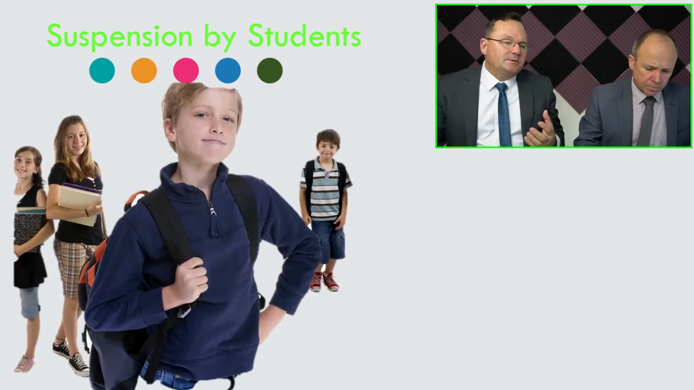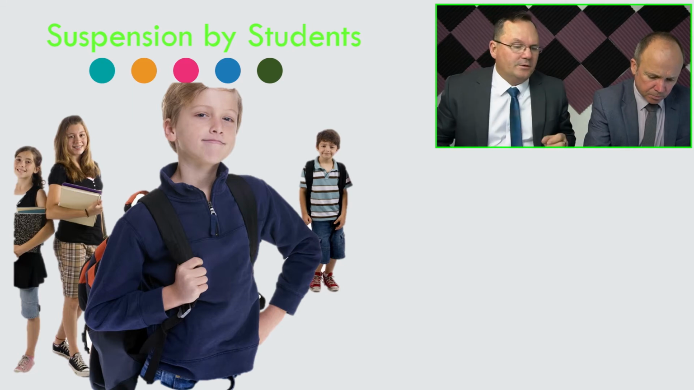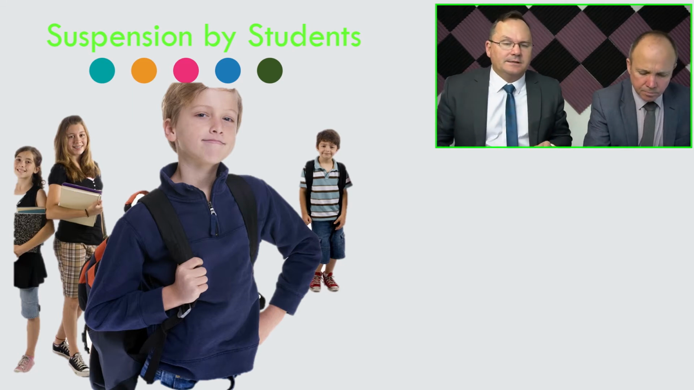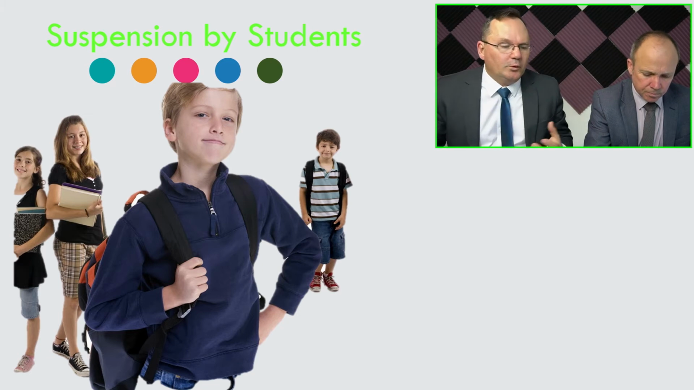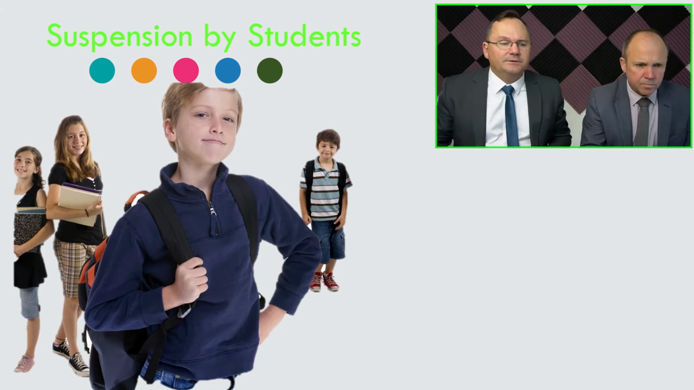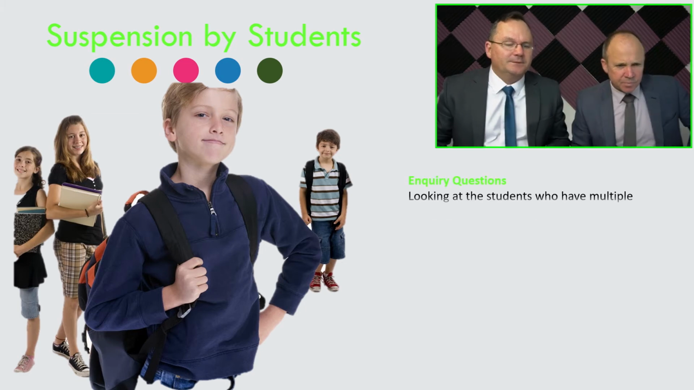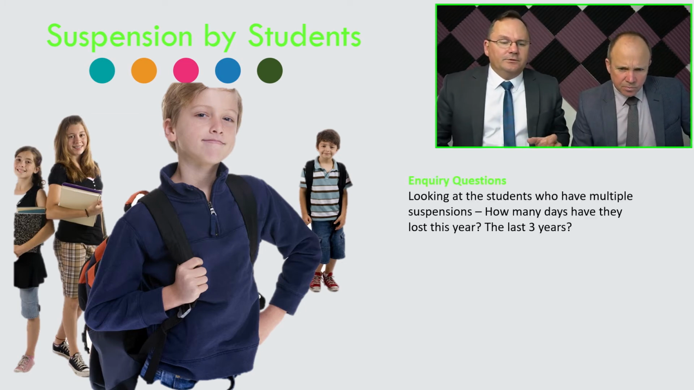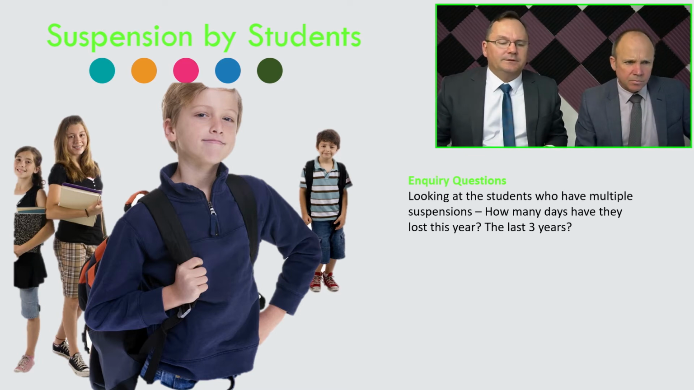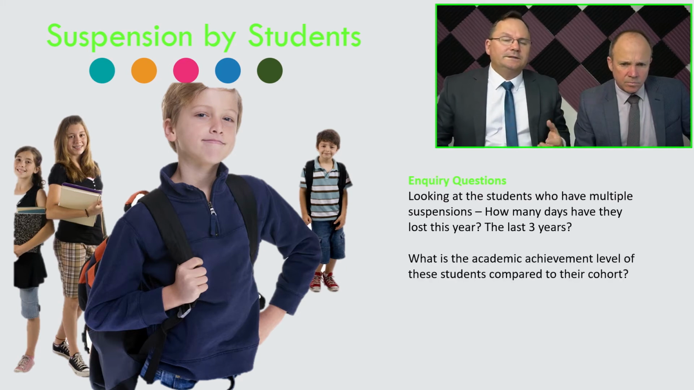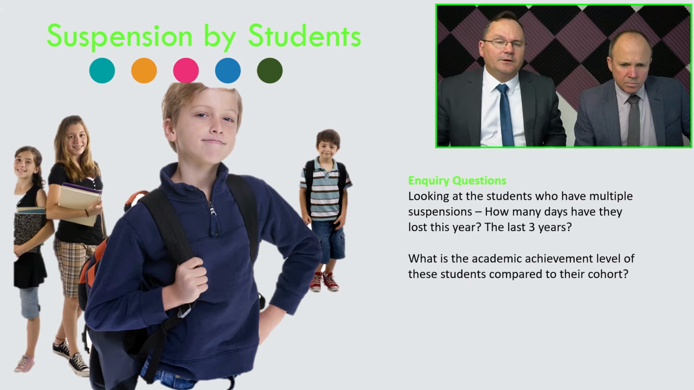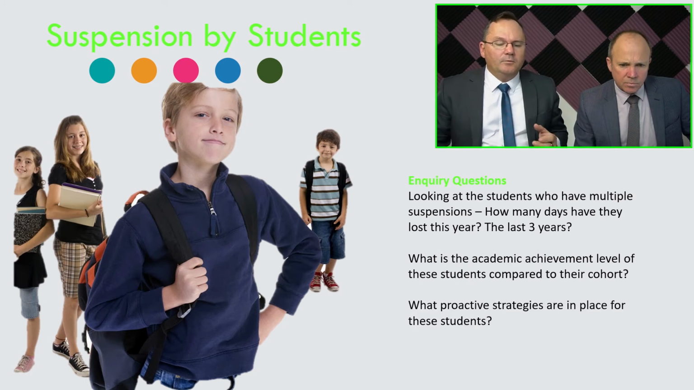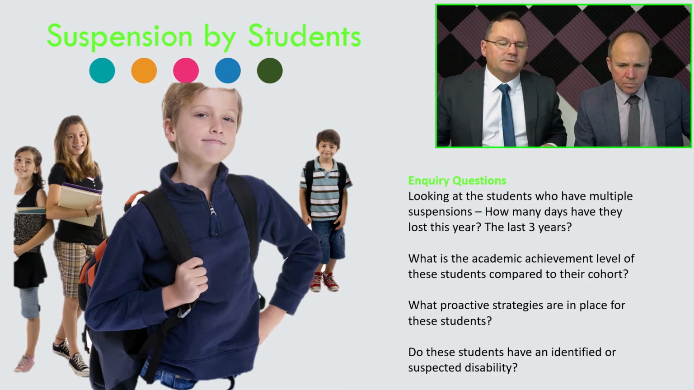That brings us to suspension by student, and there's a great Excel spreadsheet that this generates in Scout. Obviously, we can't remove all the names, so we've gone to Creative Commons and grabbed a few likely looking students. Looking at the students on your list, how many have multiple suspensions? How many days have they lost this year and how many have they lost in the last 3 years? What's the academic level of achievement of those students compared to their cohort? What proactive strategies are in place for those students? And finally, do those students have an identified or a suspected disability?